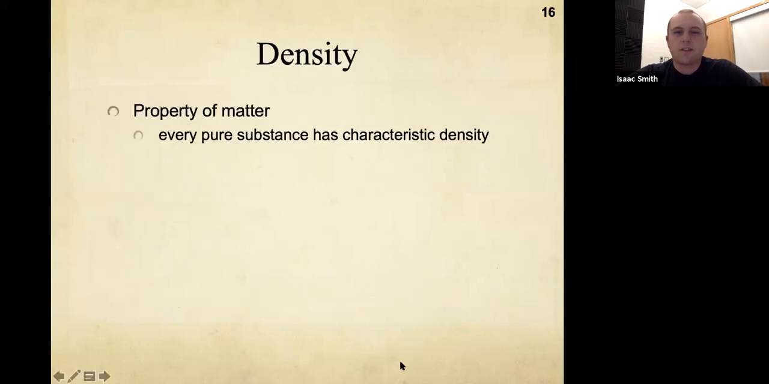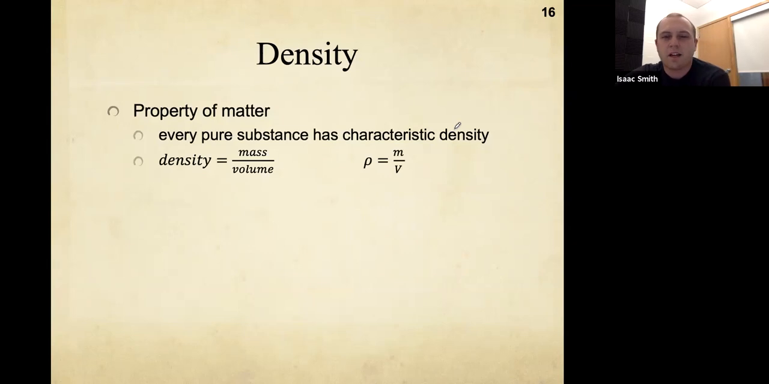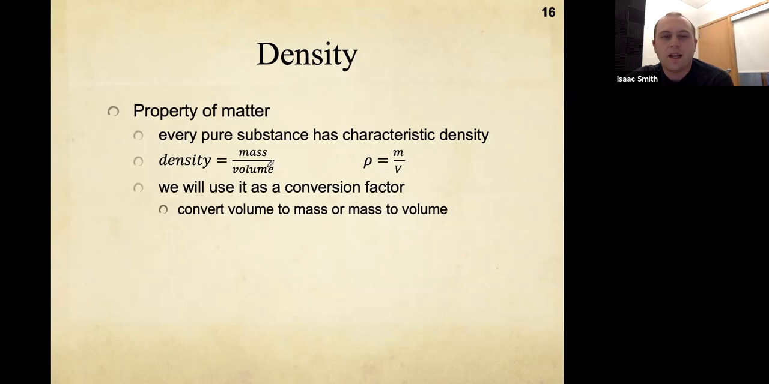Okay. So the last little topic we're going to talk about is density. Density is a property that we're going to talk about throughout the course. But every pure substance, like it says here, has a certain density related to it. And density, like we talked about, is mass over volume. Sometimes you'll see it written with this Greek symbol, M over V, but just worry about the principle here: mass over volume equals density. And so you can actually use mass over volume as a conversion factor, and you can use it to convert.